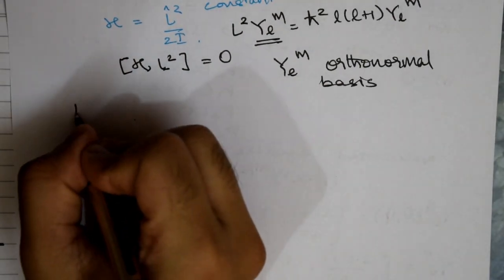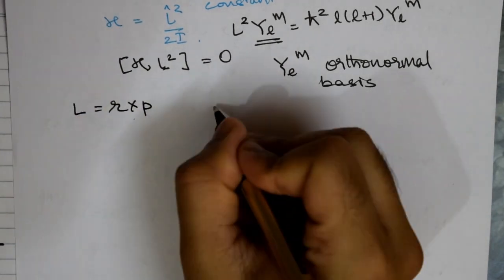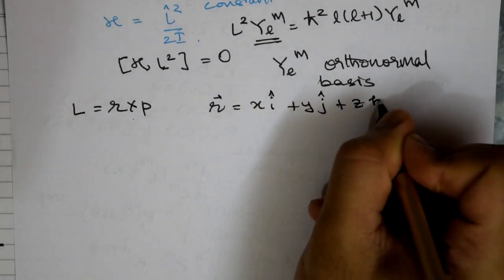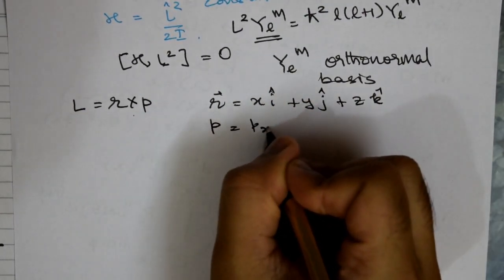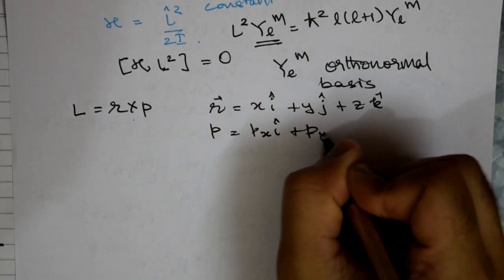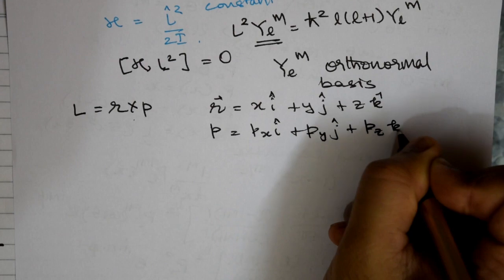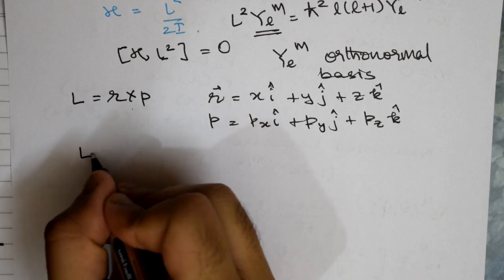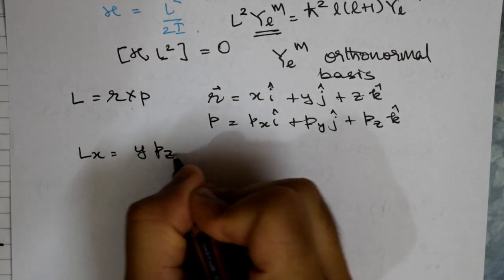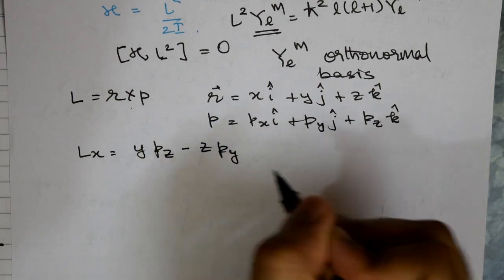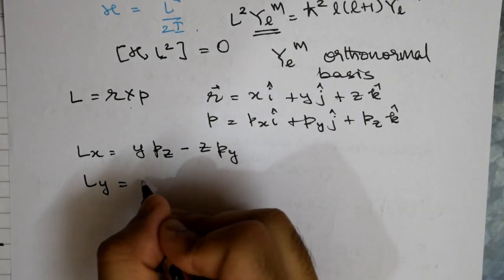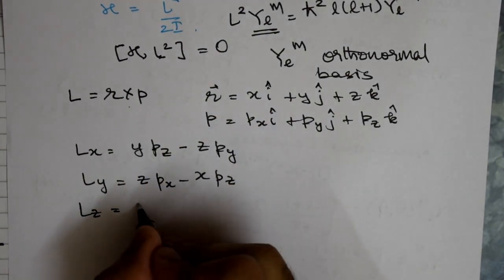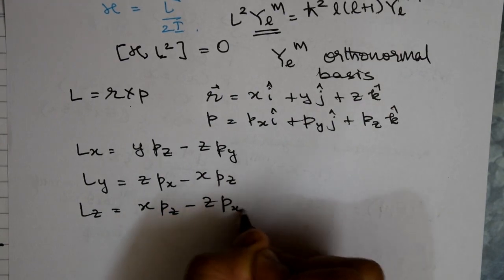Let's revise a little bit of the angular momentum operator. We said that L equals R cross P, where the R vector we said is x i cap plus y j cap plus z k cap, and then the P is given by px i cap plus py j cap plus pz k cap, right? So these were the operators that we had in hand, and we were able to deduce that the component Lx will be given by y times pz minus z times py. Ly will be given by z times px minus x times pz. Lz will be given by x times py minus y times px.